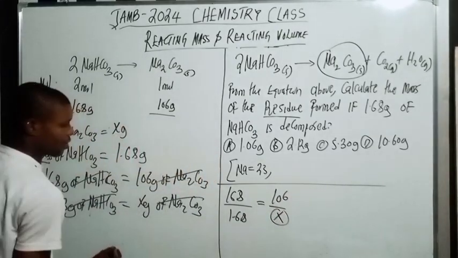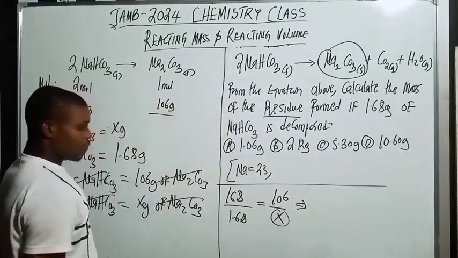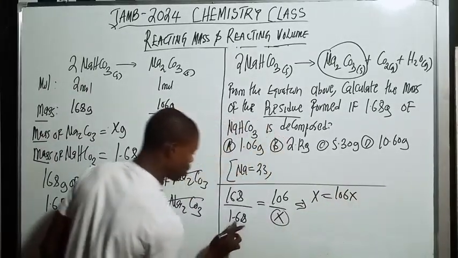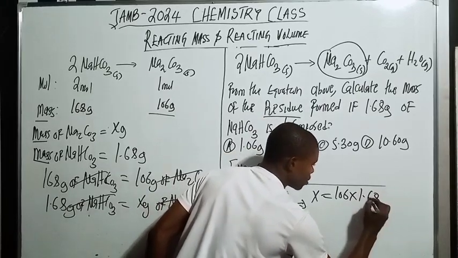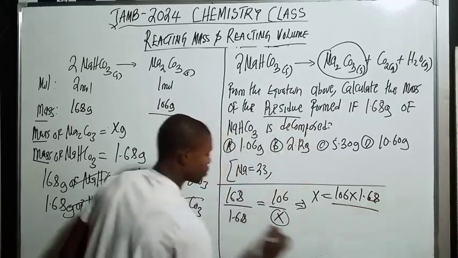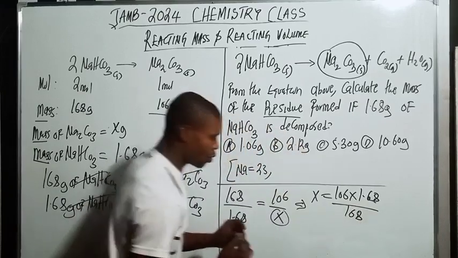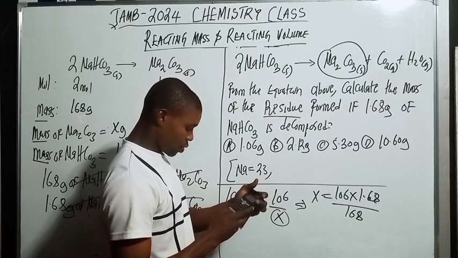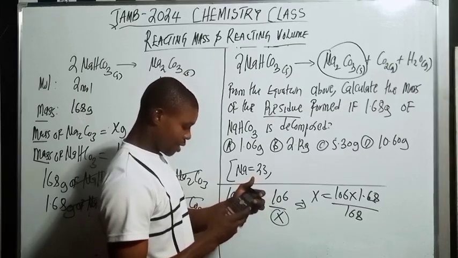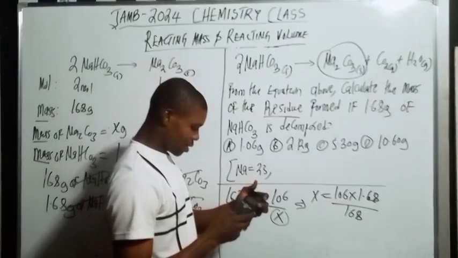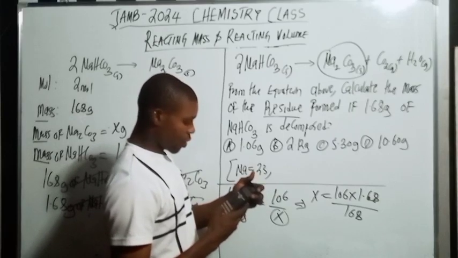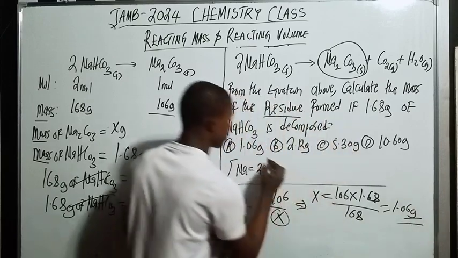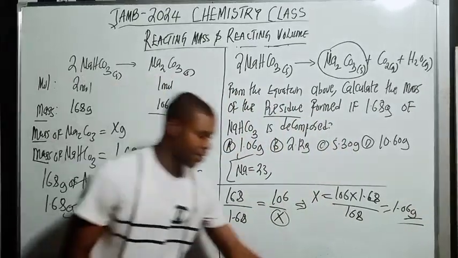Making x the subject of the formula here, right? X is going to be 106 times 1.68 over 168, right? So let's get the answer. 106 times 1.68 divided by 168. Okay, so you have 1.06 gram. So there is the answer. So the answer is this guy here, right?